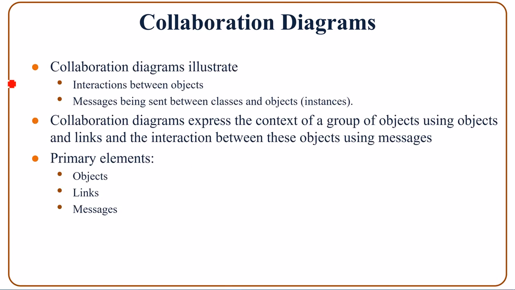The last type of diagram that we discuss is the collaboration diagram. Collaboration diagrams illustrate the interaction between objects and messages being sent between classes and objects. Collaboration diagrams express the context of the objects using objects and links, and interaction between the objects using messages. And these are the primary elements of collaboration diagrams.